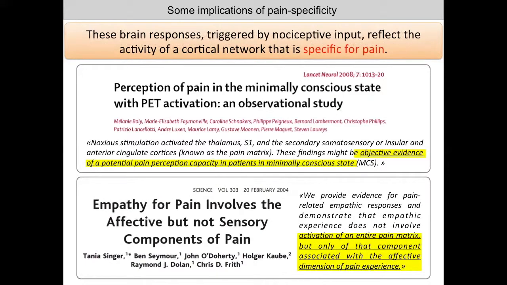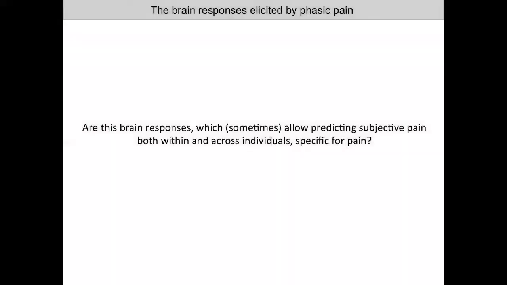But what I'm trying to say is that these responses, which sometimes, not always, allow predicting subjective pain, and this both within subject, also between subjects, there are many papers coming out now. Are they really specific for pain? And the answer is quite simple. They're largely not specific for pain. And then there is a super interesting question, which is what are they for then?